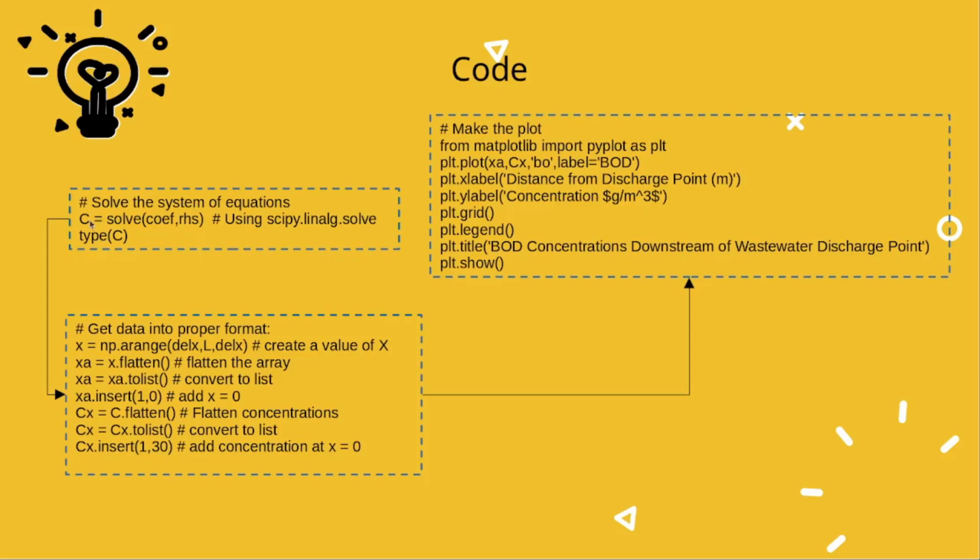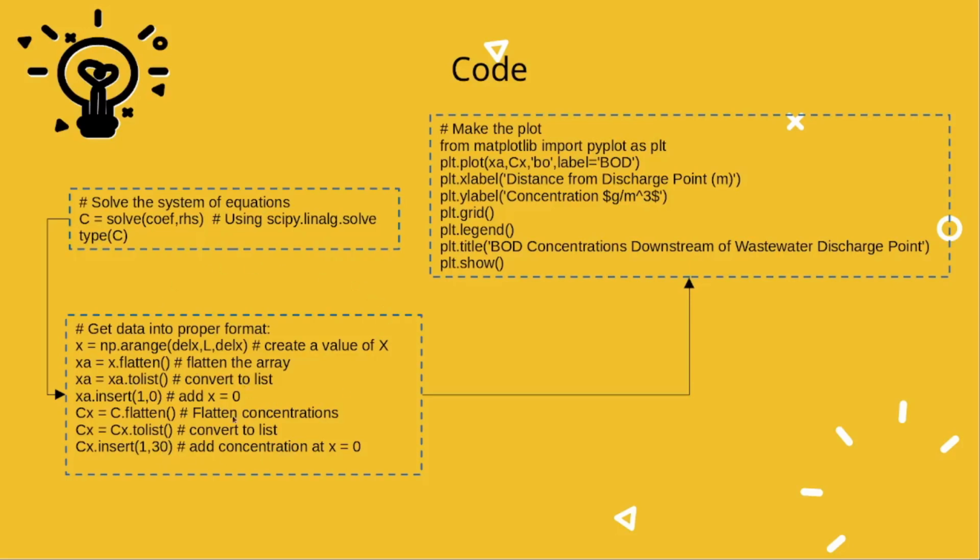Once I get the concentrations, I want to put that data in proper format. So what I'm doing is I'm getting my x values from delta x to L, in increments of delta x. I'm going to flatten it, take it to a list, and I'm going to insert x is 0 at the first point, and then I'm going to flatten that again. And similarly, I take c of x, turn that into a list, flatten it, and then I add 30 for the first column, my known inlet concentration.